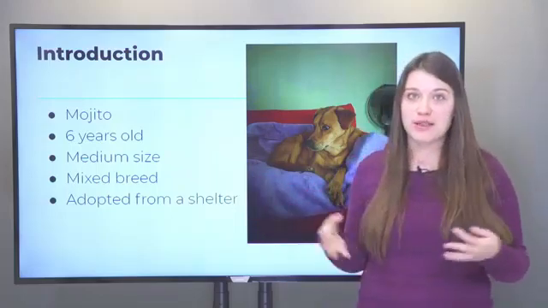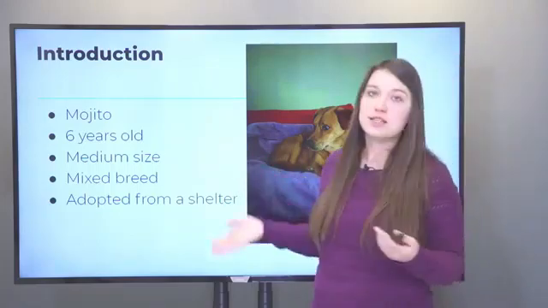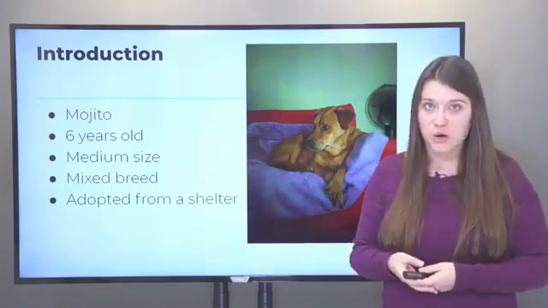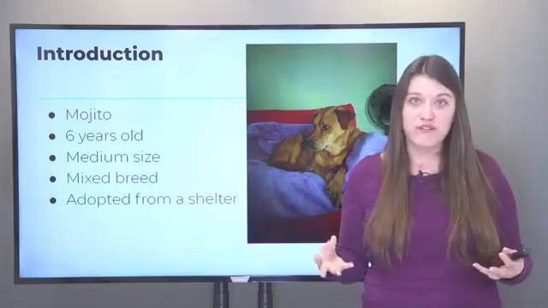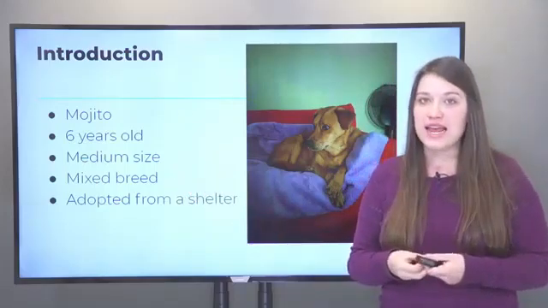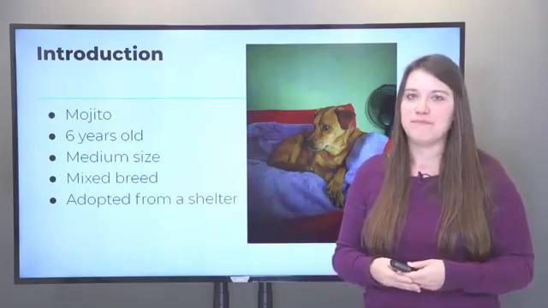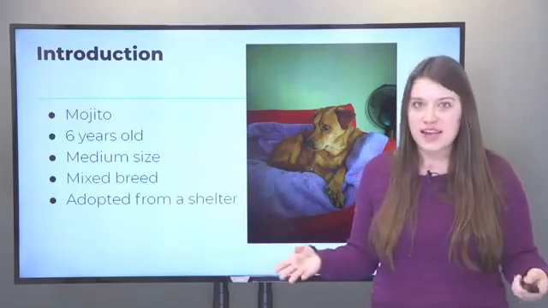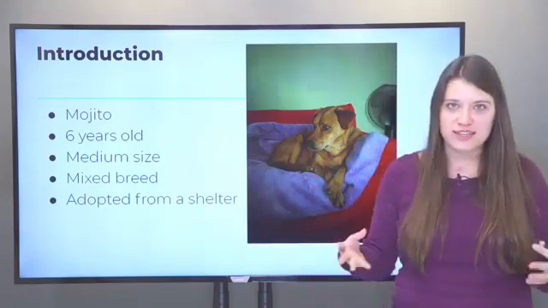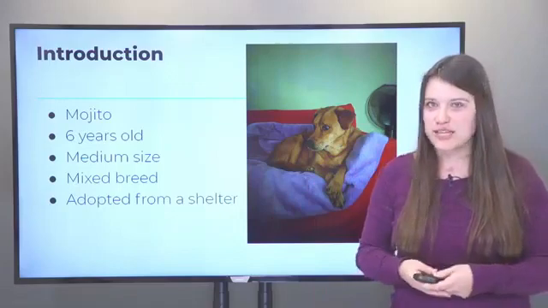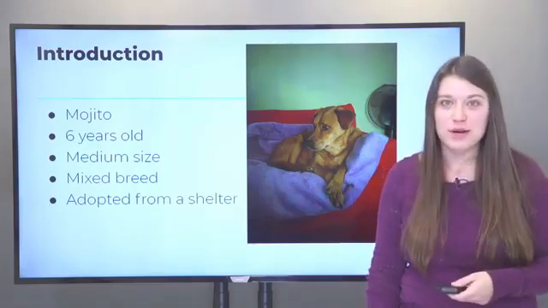So when we talk about the size, we can say he's small, he's medium, he's large, a large-sized dog, okay? He is mixed breed, so the breed is the kind of dog. If they're purebred, then you say maybe he's a Labrador or a border collie, etc. If they're mixed breed, it means that they're a mix of all kinds of different dogs, for example. And Mojito, or Mo as I call him, is adopted from a shelter.